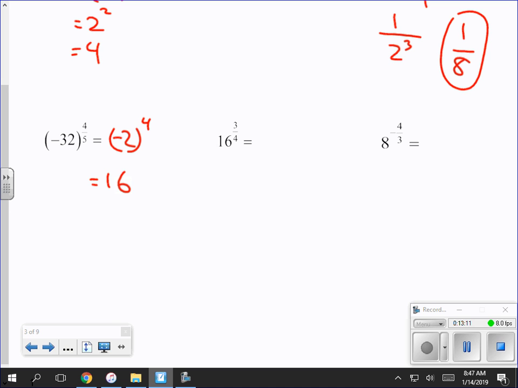16 to the 3/4 power. Once again, I'm taking the 4th root first. So this is 2 cubed. And then 2 cubed is 8.